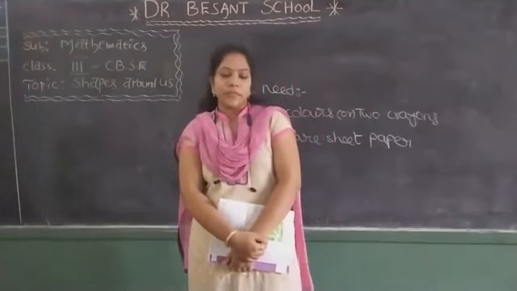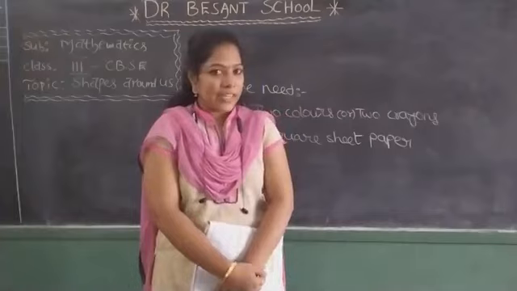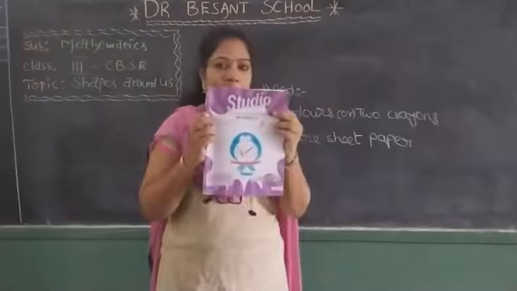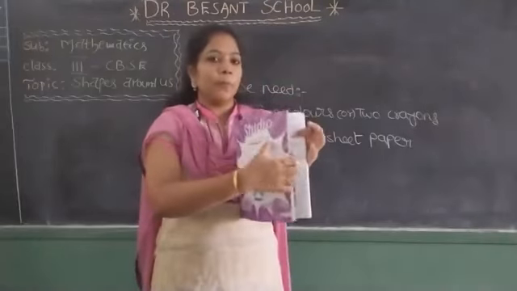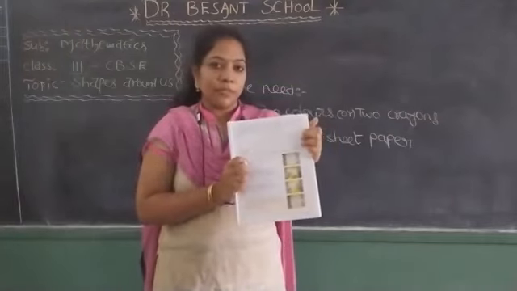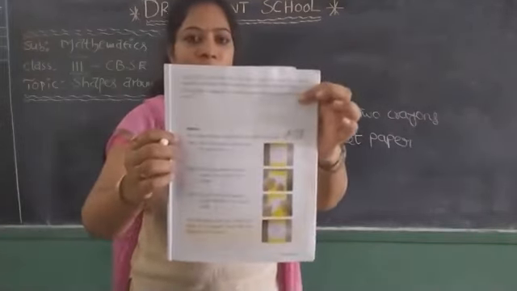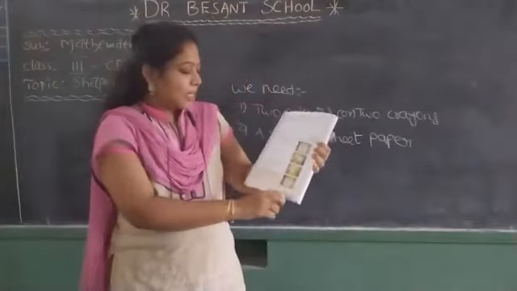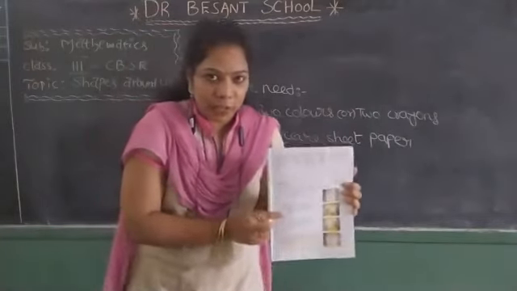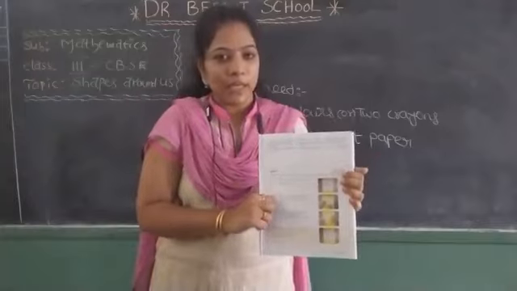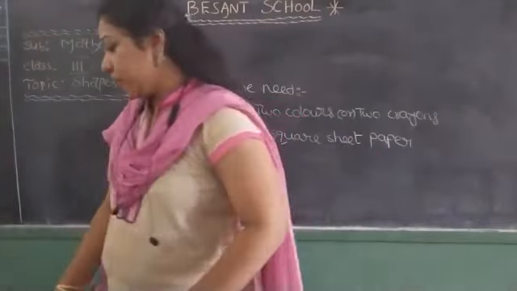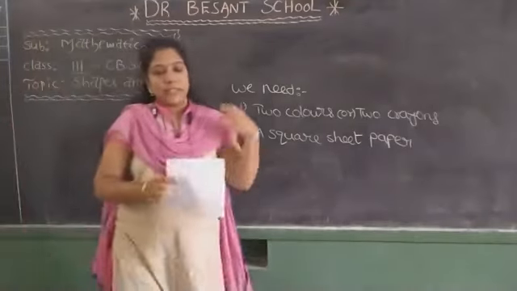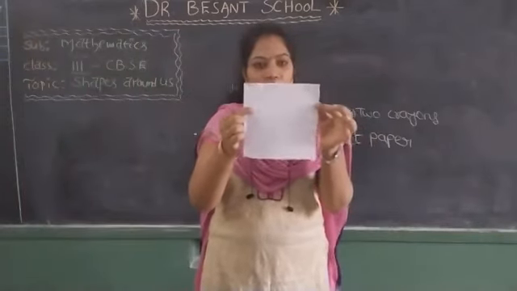Okay children, now let's do the activity. Everyone open page number 3 of your Maths studio book. See the hands-on there in page number 3. That activity we are doing now. I took one square sheet of paper also here. This is the square sheet of paper.